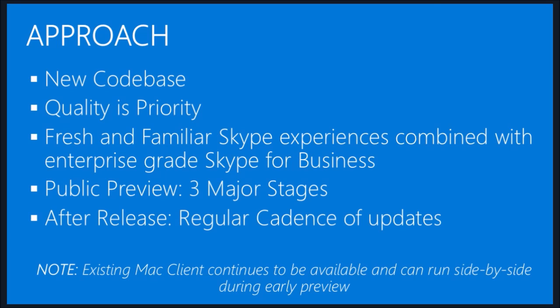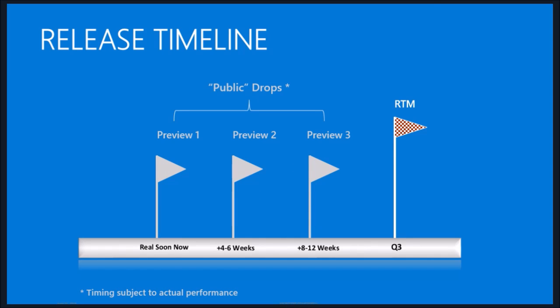Okay, if you go to the next slide for me, that'd be great. Okay, so real quick, here is our release timeline for the previews. Now, I'm going to say it again and again, timing is subject to actual performance. In other words, when we are meeting our high bar for quality, we can move faster. And when we are not meeting our high bar for quality, we slow it down on purpose. And that is something you should accept as part of this preview process. So preview 1, we're using the technical term RSN, real soon now.